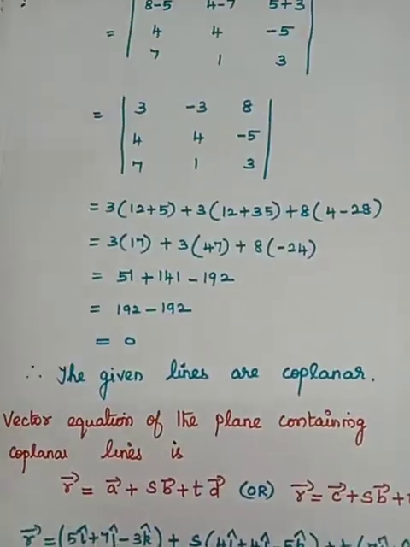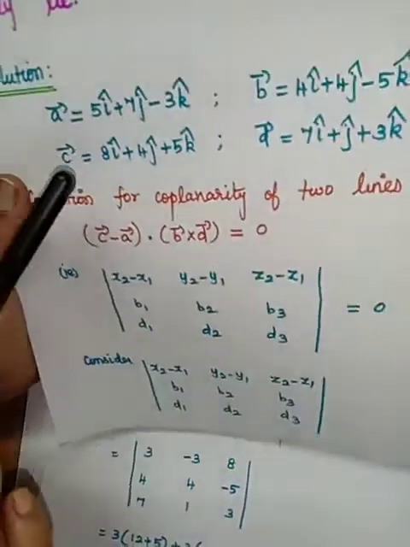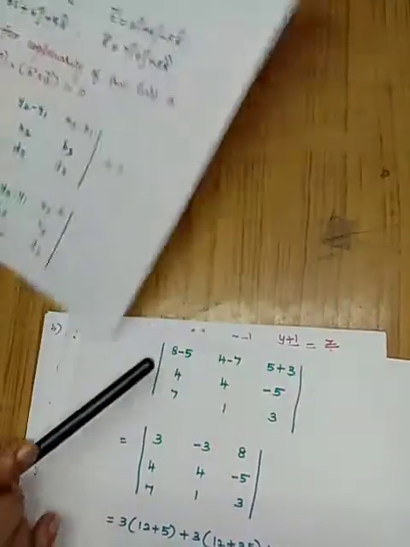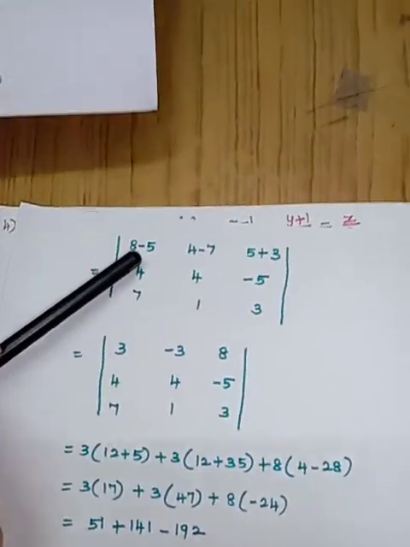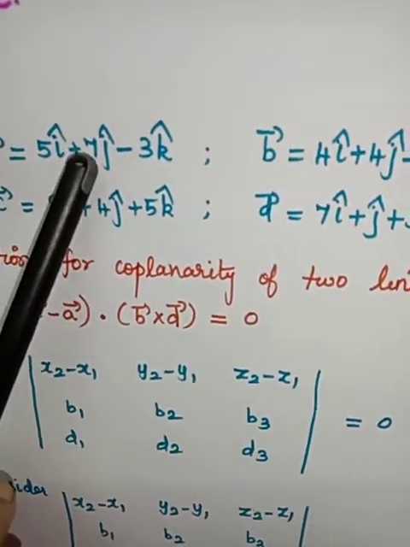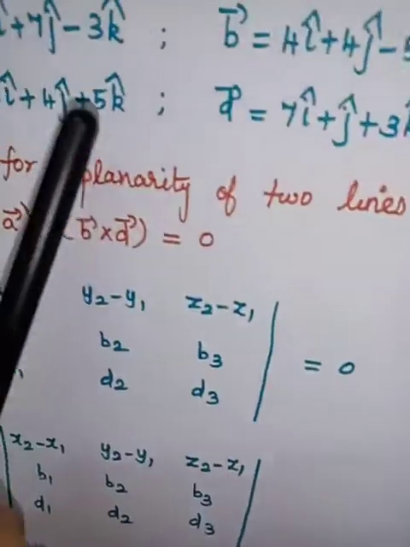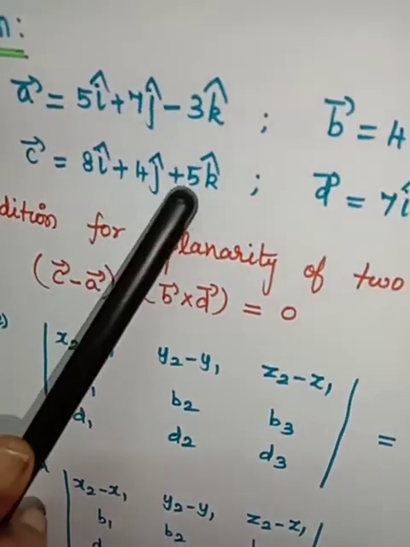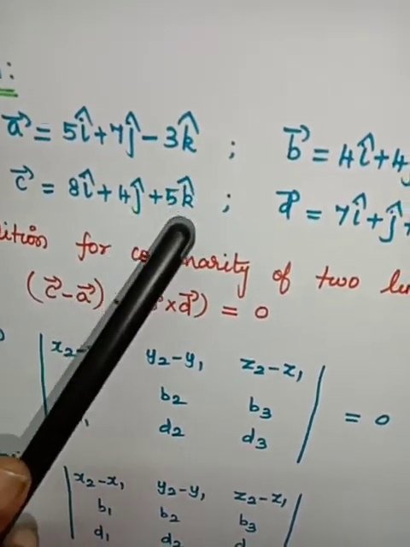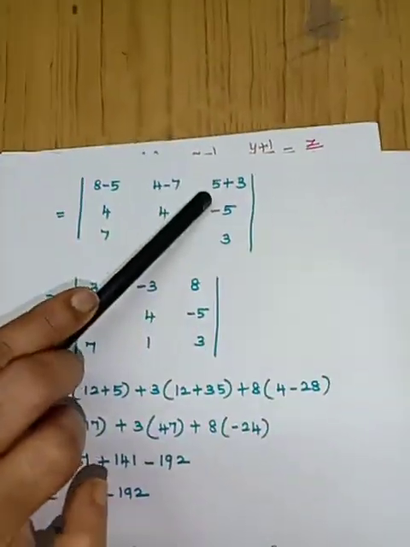Look at this. Your x2 is 8 and x1 is 5, so 8 minus 5. Here I have written 8 minus 5. Then y2 is 4 and y1 is 7, so it is 4 minus 7. And z2 is 5 and z1 is minus 3. How will it be subtracted? 5 minus of minus 3, so it is 5 plus 3.